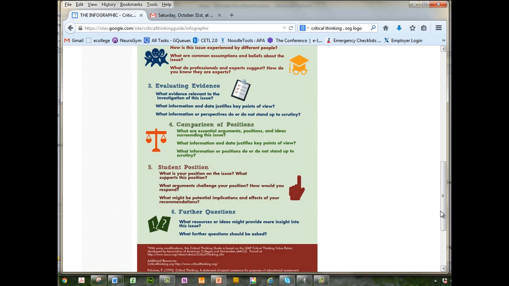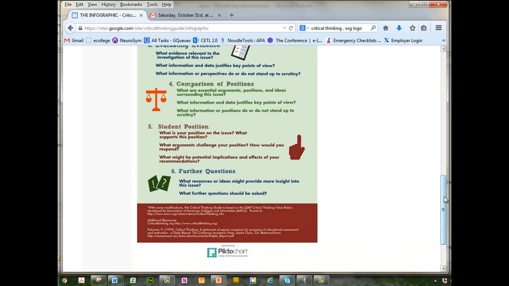We're manipulating it, thinking about it, rolling it around in our minds, examining the arguments. Now we're coming to step 4, the comparing of the arguments, positions, and ideas. So we're balancing and weighing the concepts and arguments about the issue and looking at the positions, what stands up to scrutiny.